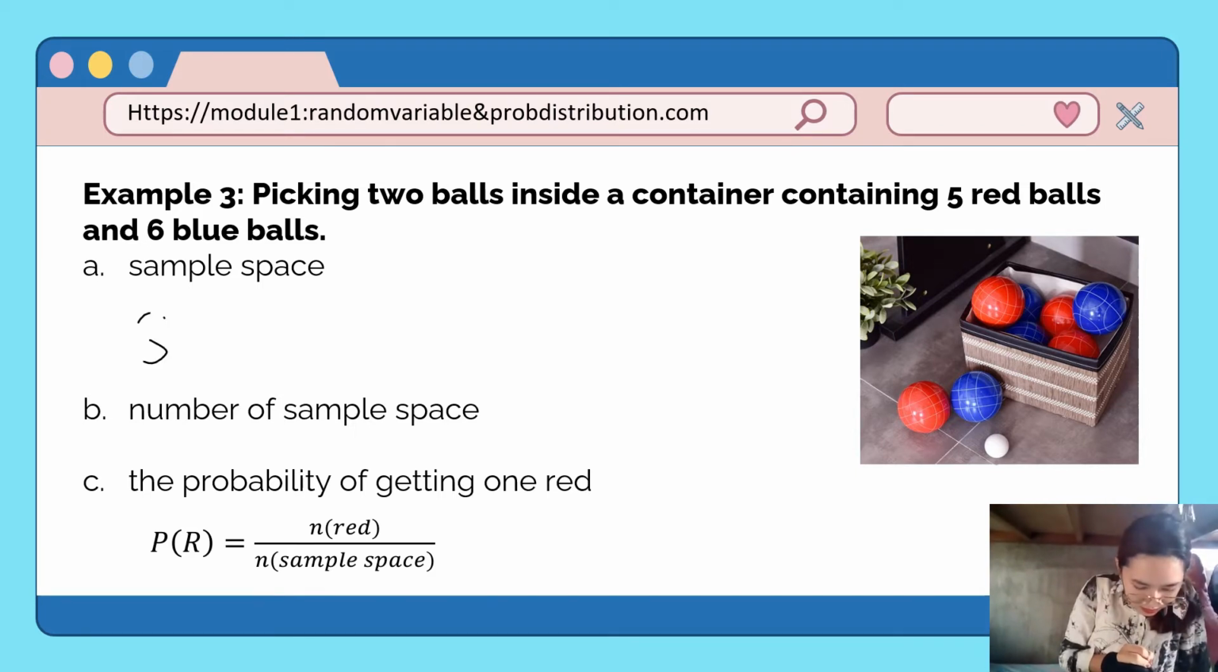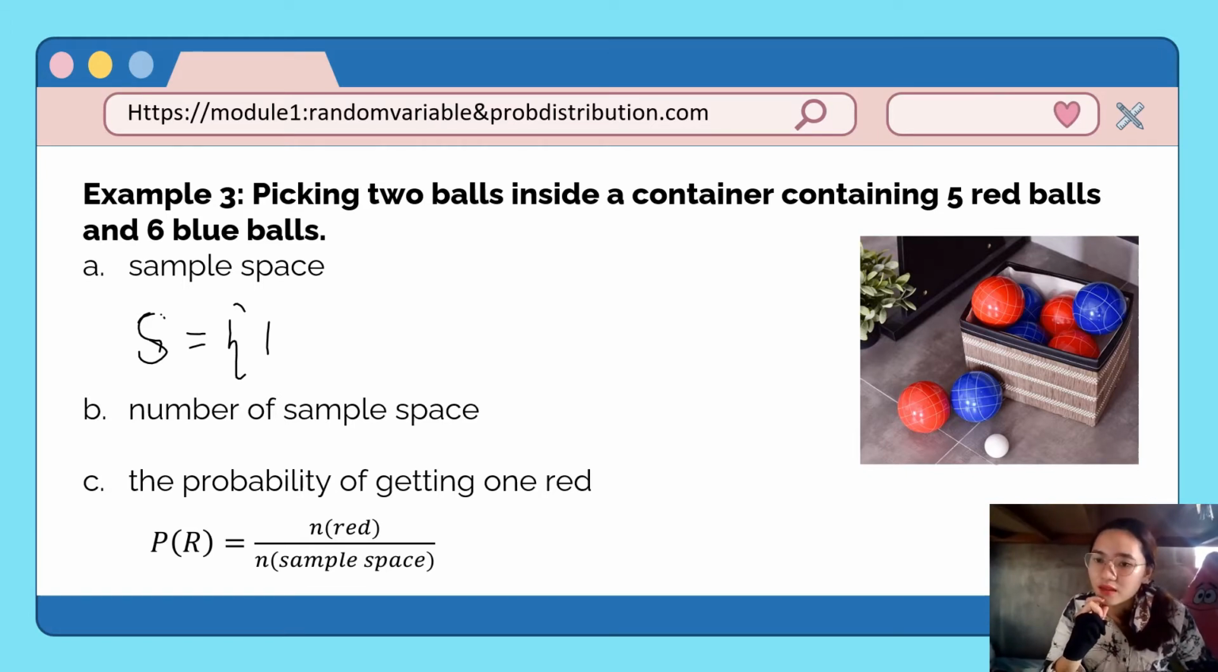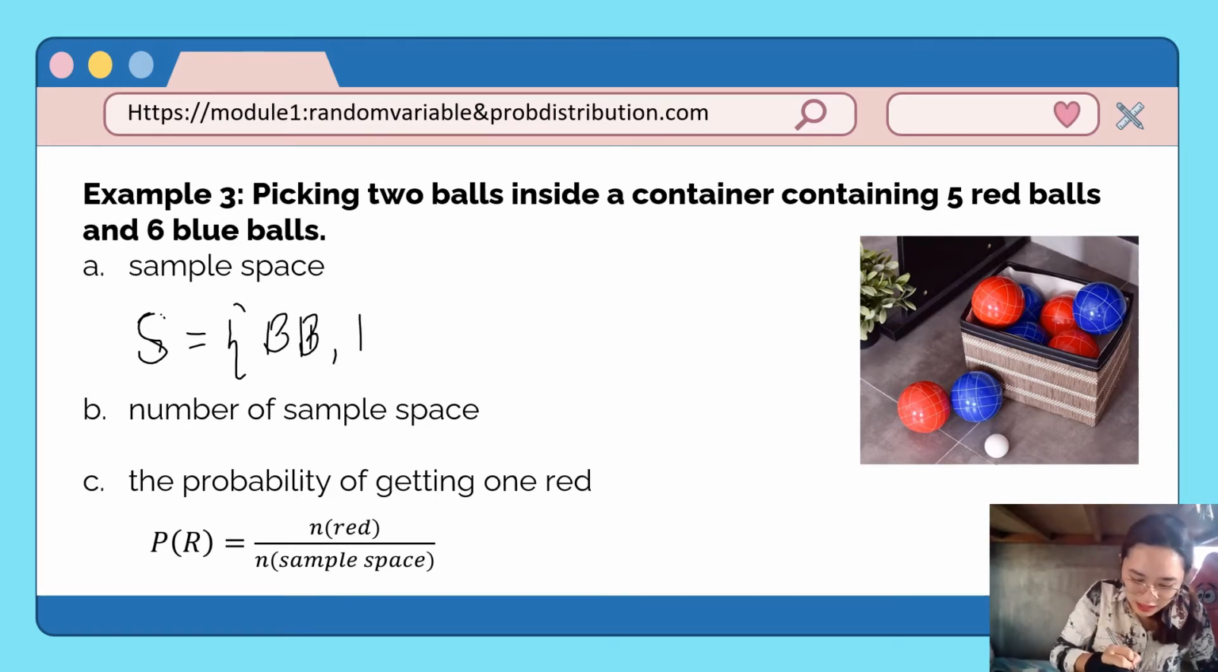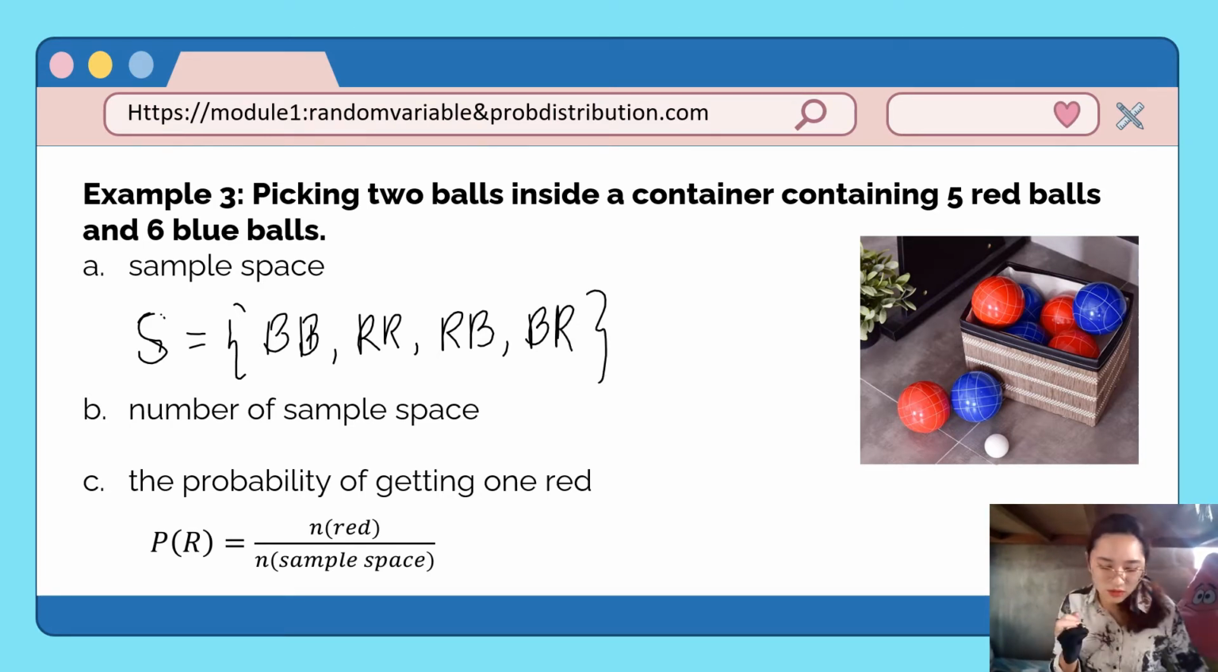So, maaari, ang pwedeng lumabas dyan ay parehas na blue. Tama? Let's say the blue will be represented as B and red is R. Ano pa? Pwede rin parehas na red ang makuha. Pwede rin naman yung unang mabunot mo ay red at yung pangalawa ay blue, at pwede rin naman na blue yung una at pangalawa ay red. So, yan lang naman yung mga posibleng outcome sa pagbunot ng dalawang bola.